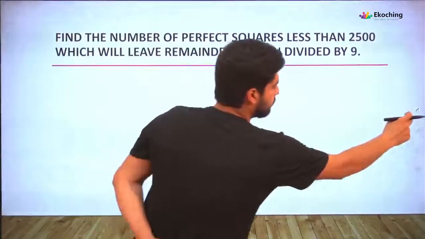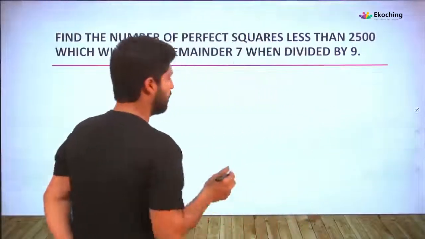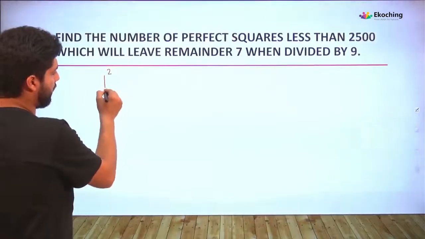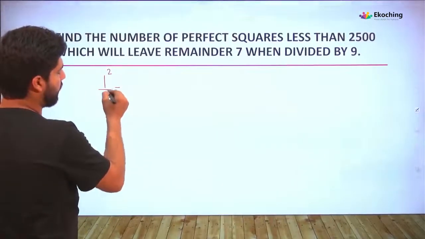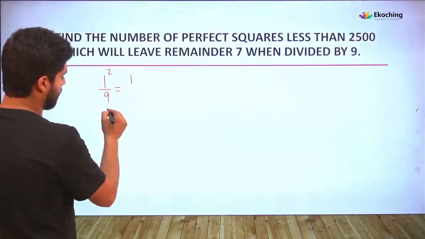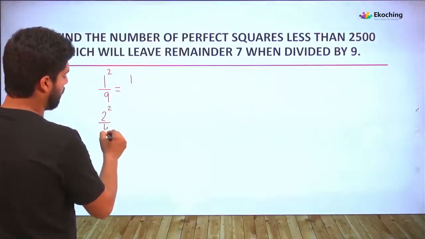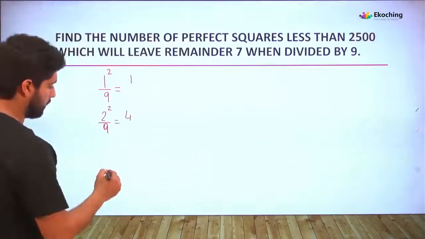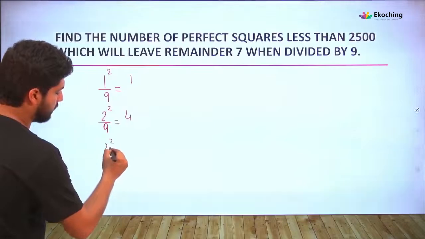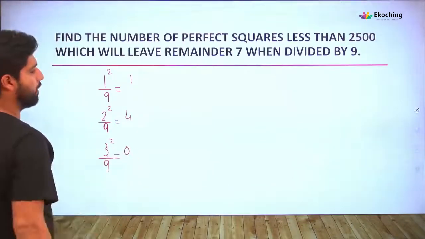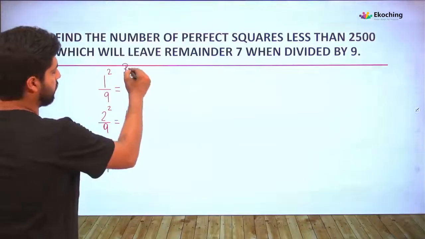So let's look at this question now. Starting with the number 1, you all know 1 square is 1. When you divide by 9, you will get the remainder 1. 2 square, which is 4, on dividing by 9 will give you the remainder 4. 3 square, which is 9, on dividing by 9 will give you the remainder 0.